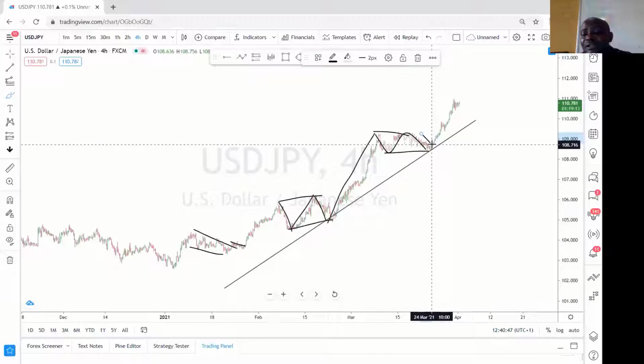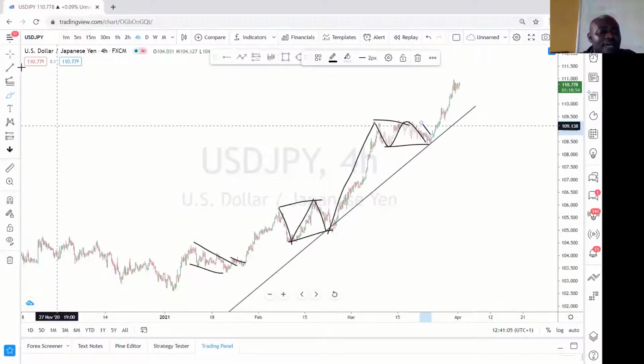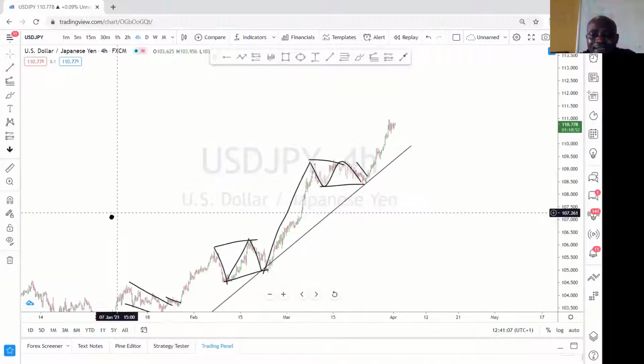I gave this trade at 108.70. I remember vividly. It's now at 110.78. It has done 200 pips to the upside. Can you see? And now, even at that level, it's correcting.